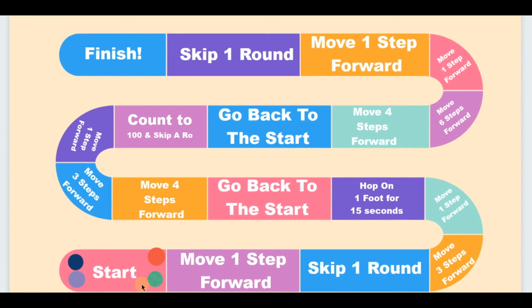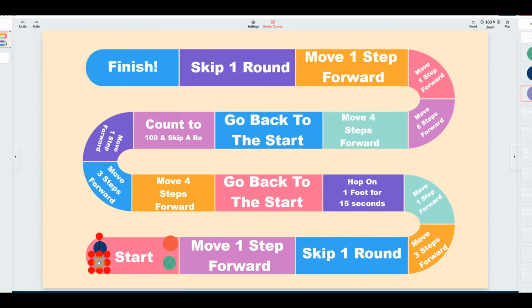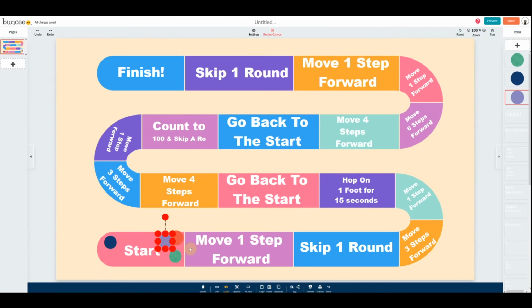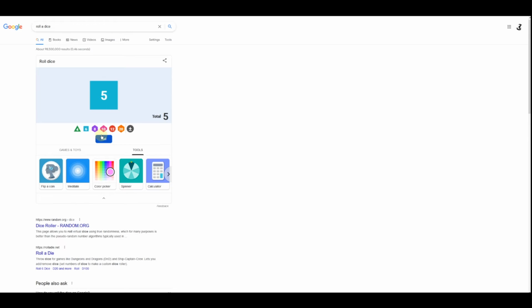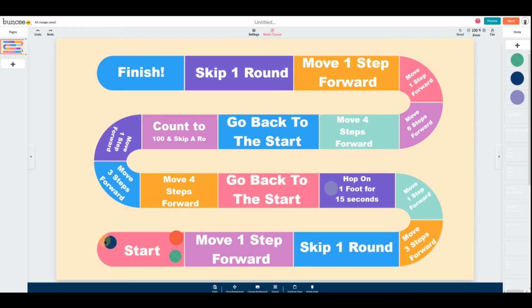So I'm going to grab my favorite color, and then I'm going to go ahead and just drag it out. So we move 1, 2, 3, 4, 5, and it looks like I landed on the hop on 1 foot for 15 seconds. So I'm gonna go ahead and do that. And once I've done that, I can go for my next turn. So again, we're going to roll that dice, and we're going to move up 5 times. So that's 1, 2, 3, 4, 5.